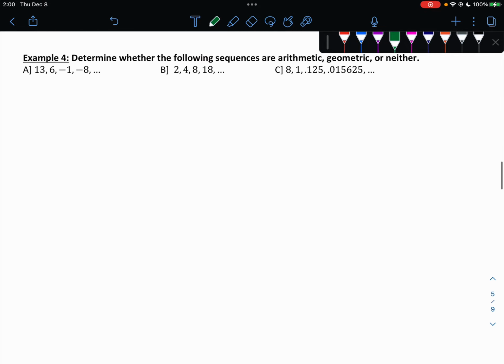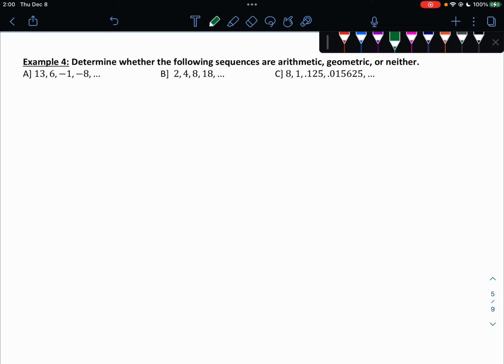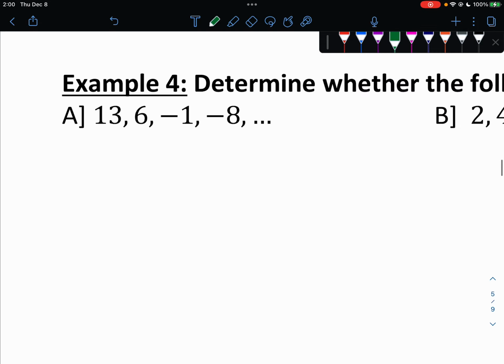All right, last slide here before I give you a little practice. Determine whether the following sequences are arithmetic, geometric, or neither. So is there a common difference, a common ratio, or neither? The first one, we are subtracting 7, subtracting 7, subtracting 7. So this one is arithmetic. Our common difference is -7.